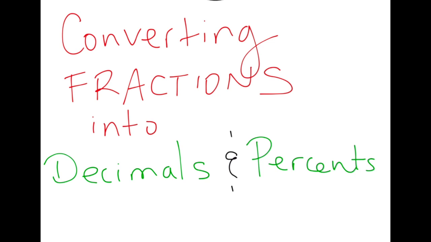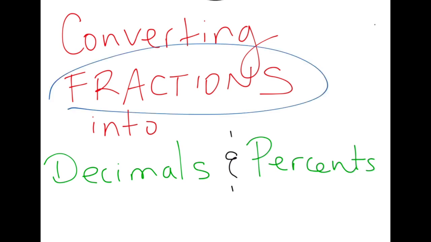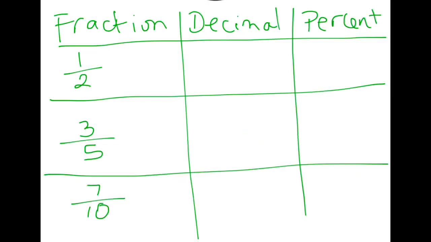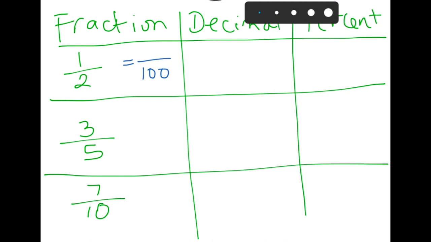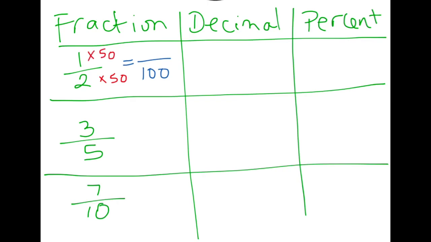How do you convert fractions into decimals or percents? So I have 1/2. The best way is to change the fraction and give it a denominator of 100. So to go from 2 to 100, I will multiply by 50. So I will do the same thing on the top. 1 times 50 is also 50. So 50 over 100 means 50%.